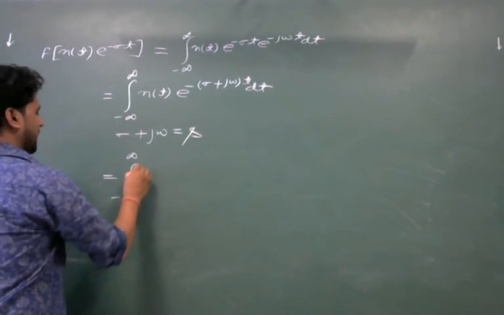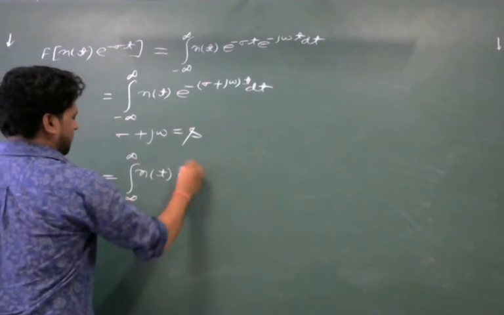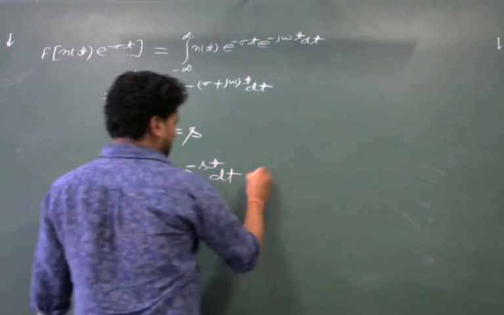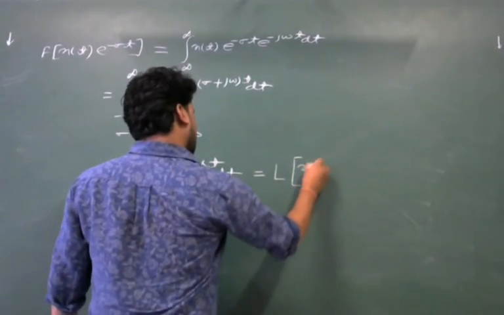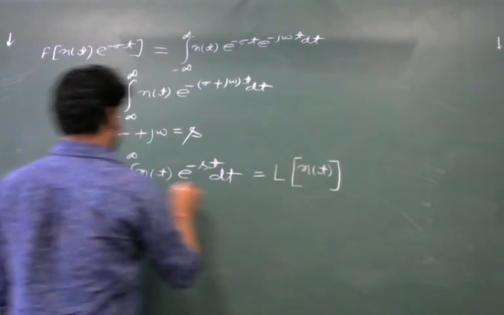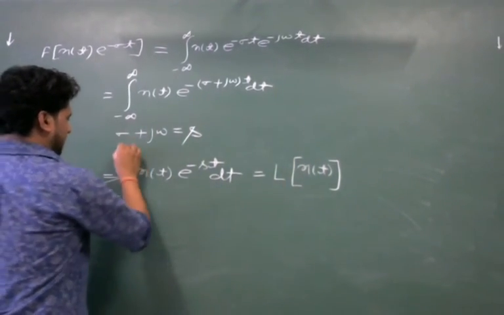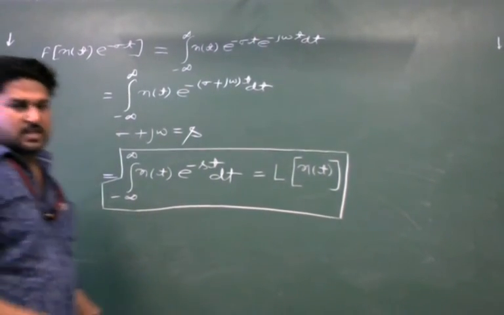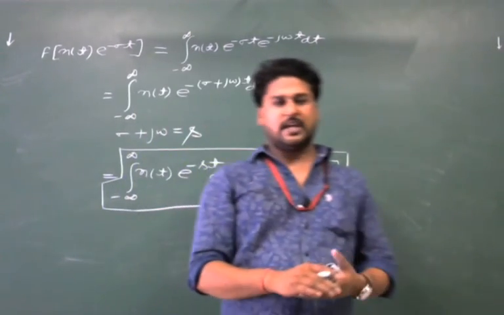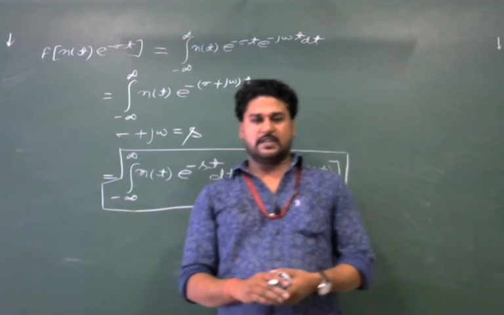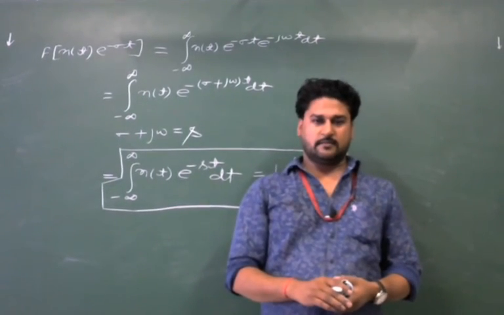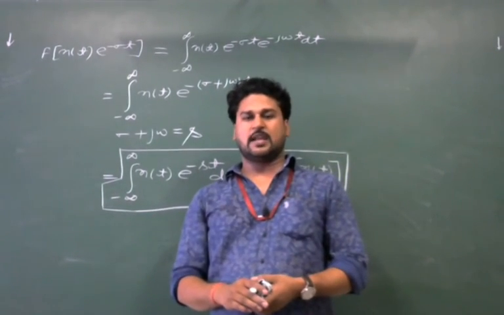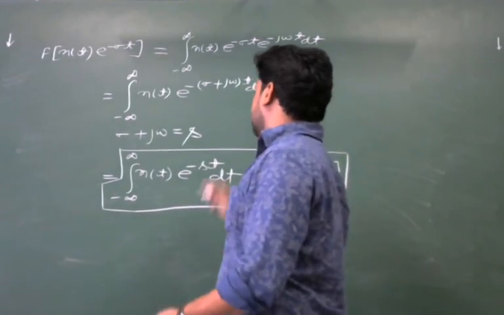So in place of σ+jω, this can be written as the integral from minus infinity to plus infinity of x(t) e^(-st) dt, and this is the formula of the Laplace transform of x(t). By using this relation, we can find out the Laplace transform of the given signal. So the Laplace transform is nothing but the Fourier transform of the signal x(t) multiplied with another quantity e^(-σt). Or we can say that the Fourier transform is a special case of the Laplace transform for σ equal to 0.